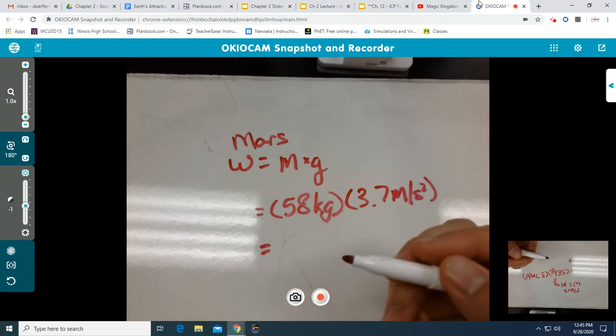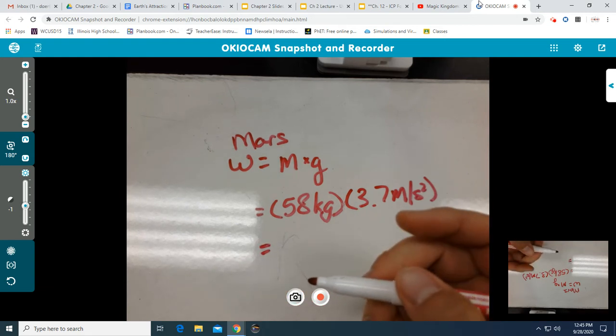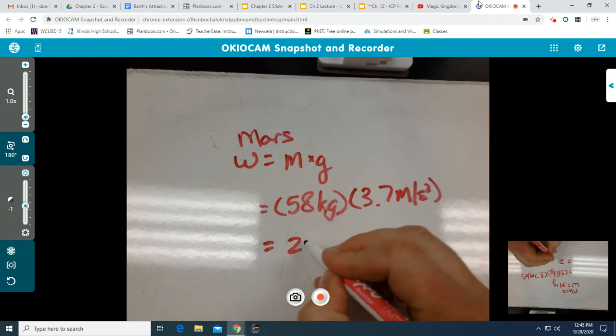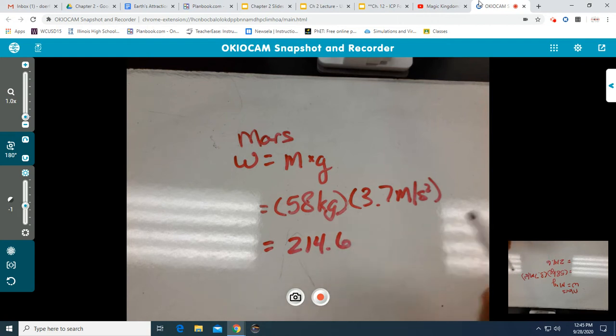And if you want to pause the video now, just to make sure that you're calculating this correctly, go ahead and pause it. But I'm going to go ahead and solve it now. That is 214.6 newtons. So we're looking at a pretty significant difference here. When we were talking about Earth, it was 568.4. So we're talking maybe a little over 30% of what the gravitational acceleration is on Earth.